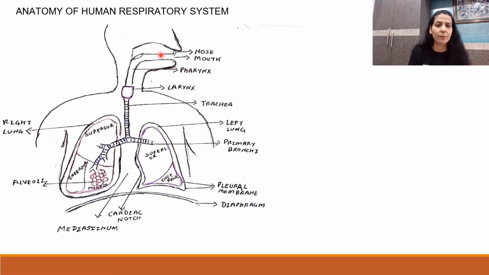All right. So air is traveling from nose. It has come to pharynx. Then it will enter into the windpipe. The first part is larynx, but at the junction of pharynx and larynx, that is somewhere over here, there is an opening. That opening is known as glottis, which is covered by epiglottis.